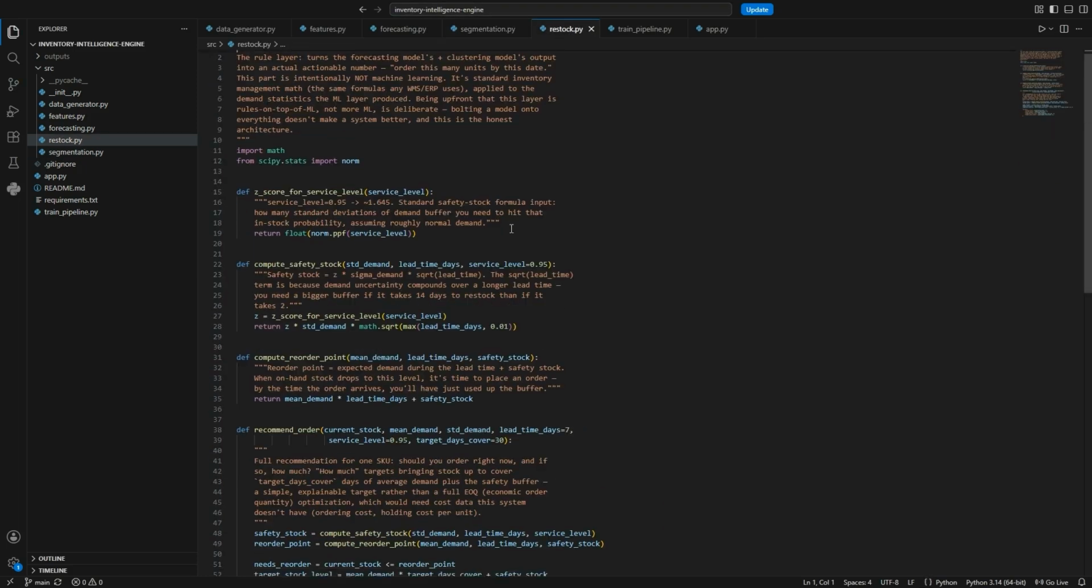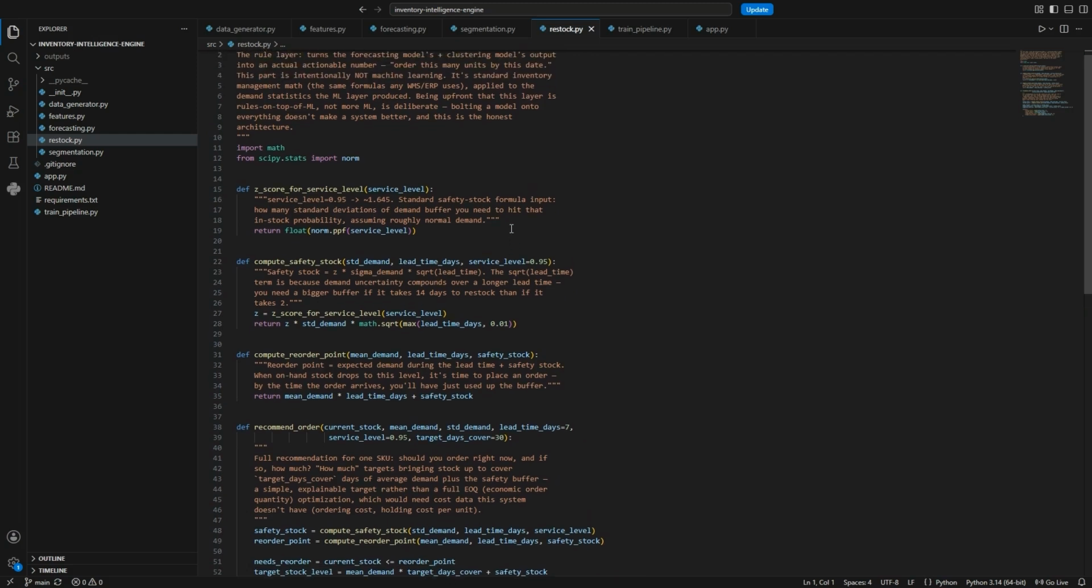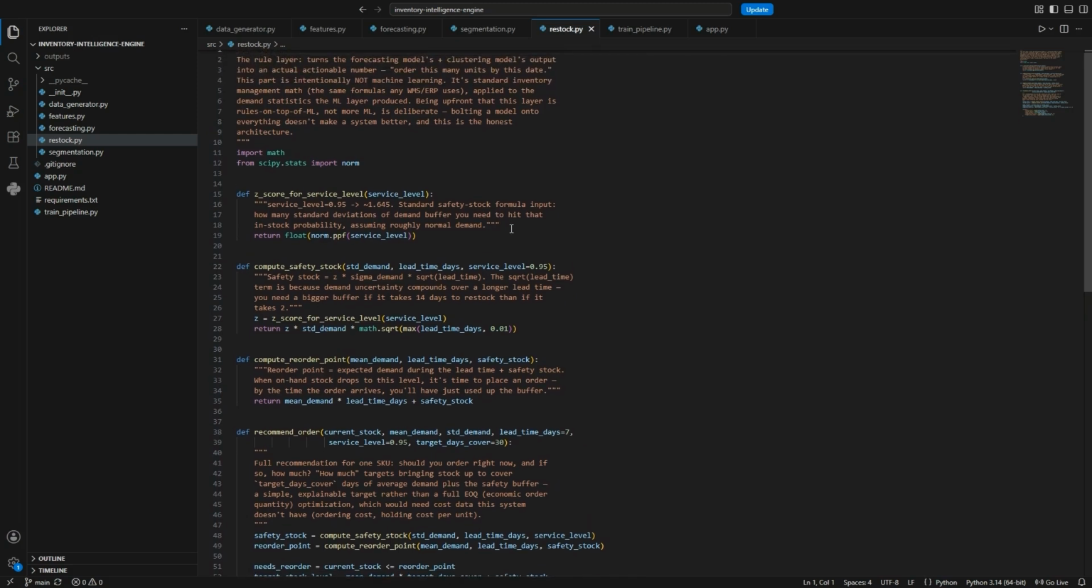Next one is restock.py. This is the layer that turns both models' output into an actual decision. Safety stock and reorder point, the same formulas any real warehouse system uses. Deliberately not ML, this is where two predictions become one number. Order this many units or don't.